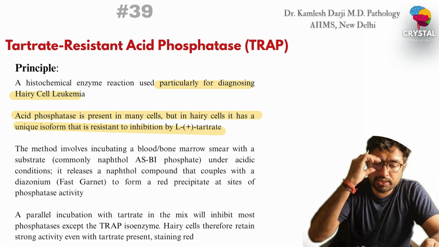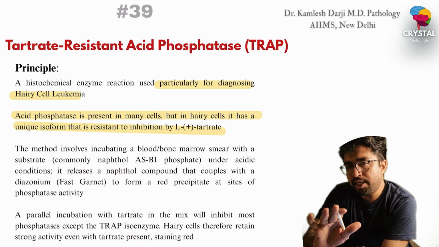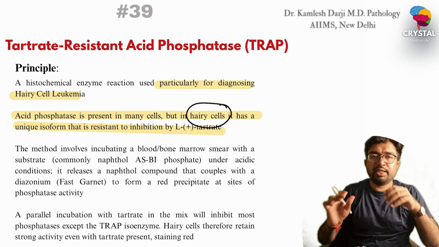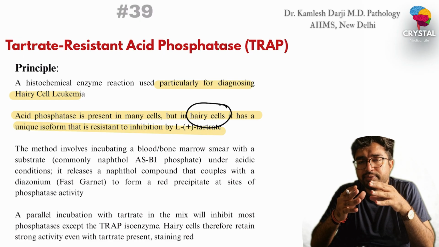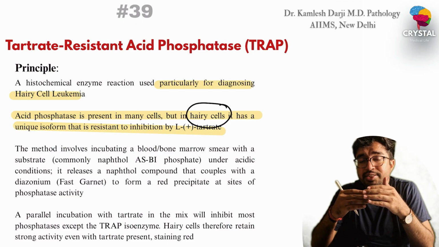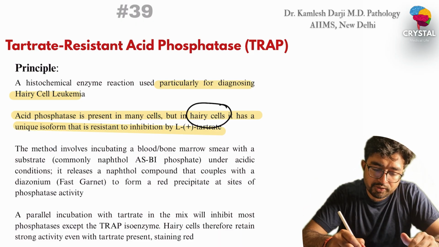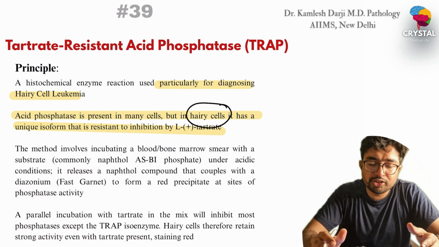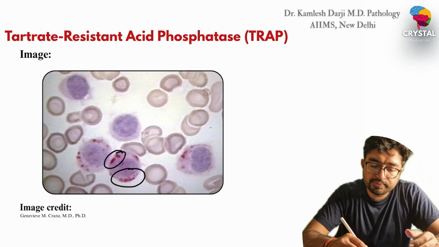Next one is the tartrate resistant acid phosphatase, TRAP stain. Acid phosphatase is present in many cells, but it is destroyed by tartrate. In hairy cells, this acid phosphatase is something different. Its isoenzyme is completely different, so it resists destruction by the tartrate. So in bone marrow biopsy or blood smear, you can see the hairy cell which is not destroyed by this tartrate, and it will appear as these red granules.